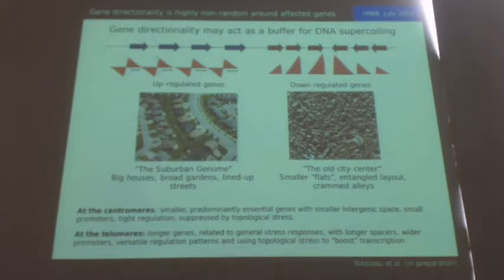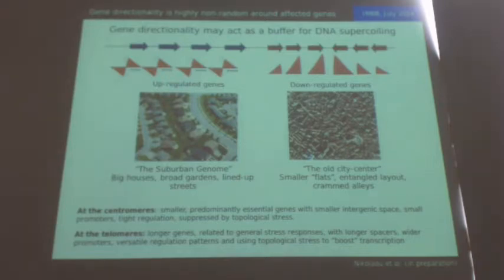And importantly, if we assume that there is a topological stress induced by transcription, this is what it will look like. Negative supercoiling, positive supercoiling. Negative supercoiling, positive supercoiling. Because the direction of the transcription tells us this. Whereas there is the old city center with all the conserved functions, the essential genes located in the middle of the chromosomes towards the centromeres, and these tend to be crammed up. They have smaller space in between them.